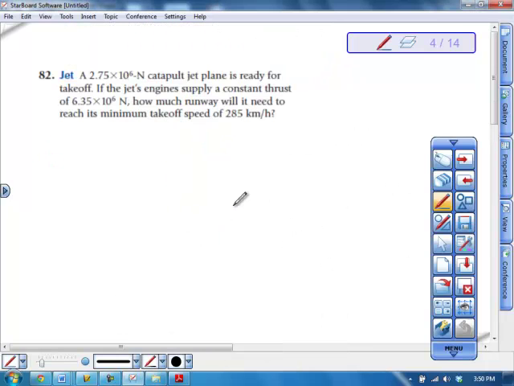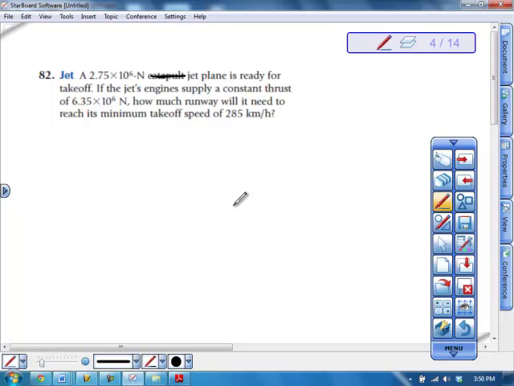Okay, 82 is a tough one. They give us the weight of a plane. I don't know what catapult means, but okay, so they give us the weight of some jet plane that's going to take off. And they give us the thrust from the engine, the force of that, and it asks how much runway it will need to reach its maximum takeoff speed of 285 kilometers per hour.